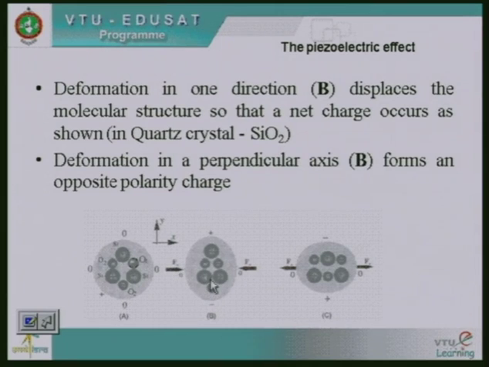Suppose you apply a pressure or a stress here. The top portion becomes plus, the bottom portion becomes minus. Similarly, if you try to elongate the material, there will be a plus on the bottom and a minus on the top. So a charge is accumulated across the silicon dioxide because of deformation. If you compress it, you get a plus on the top, minus on the bottom. If you elongate it, you get a plus at the bottom and minus at the top.